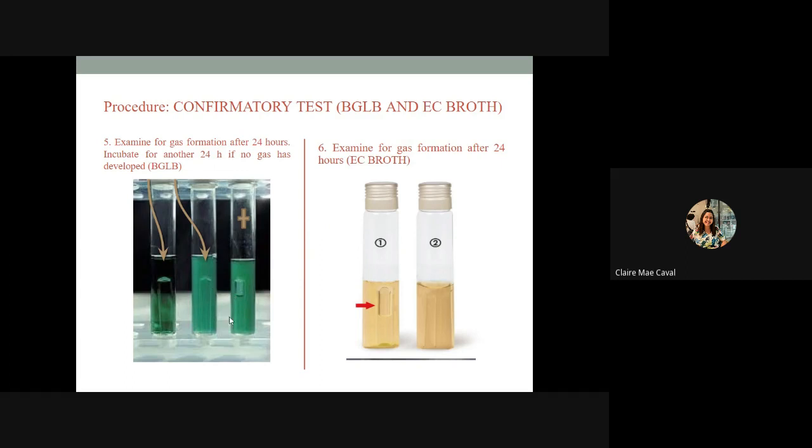The one in the center is positive for bacteria obviously because there is a change in color, but it is not a coliform bacteria. This is negative for coliforms, so it should be reported as negative, or else we can continue it for another 24 hours so we can know if there is really gas production. But if after 48 hours it is still like this, that is reported as negative. It should really be like this for gas production. Same with your EC broth.